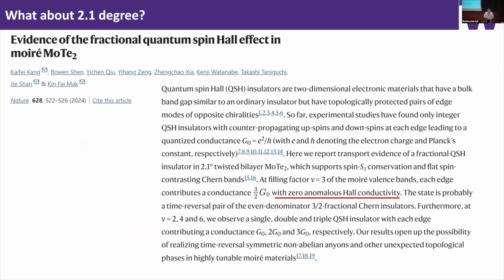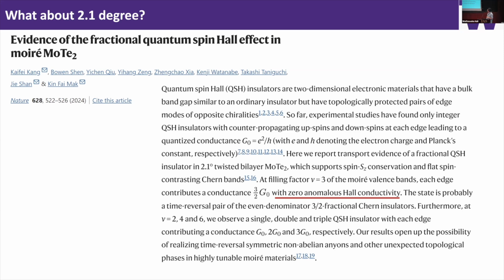So early this year, the Cornell group reported results where they were able to make one device at 2.1 degrees and perform transport. I think it's really exciting progress, because we know how hard it is to make even one device at 2.1 degrees. So the take-home message from this paper is that they show evidence of fractional quantum spin Hall effect in these 2.1 degree samples.